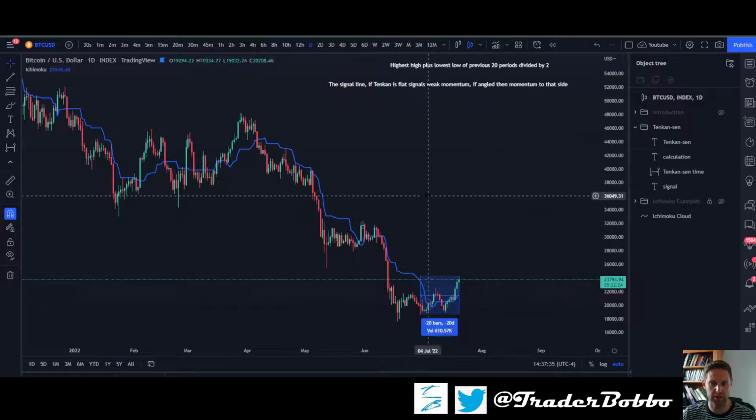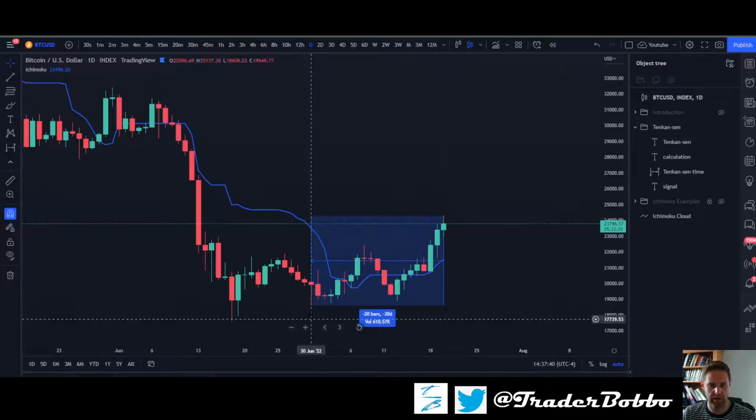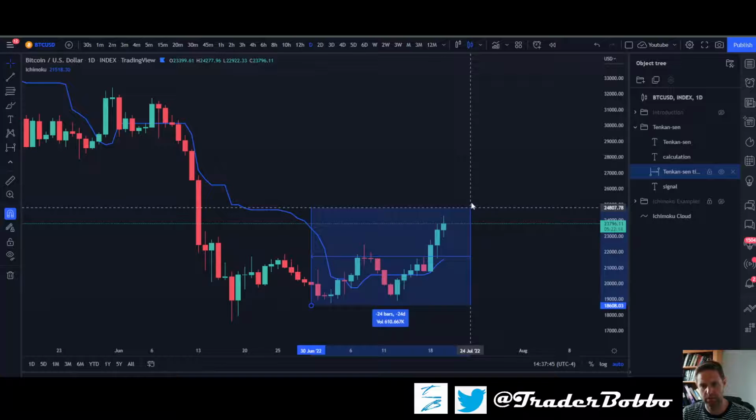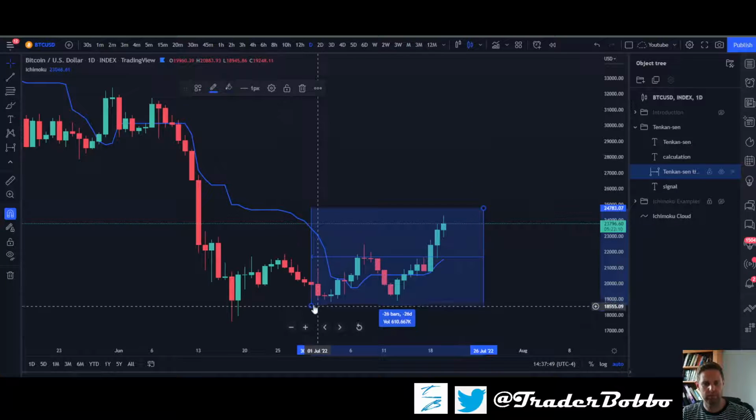So we talked about the 20 periods. How is it calculated? It is the highest high, lowest low, divided by 2. And that will give you the Tenkan. If Bitcoin keeps moving up, the line will keep moving up. And you can kind of forecast what's going to happen. You can kind of see where the lowest lows are.